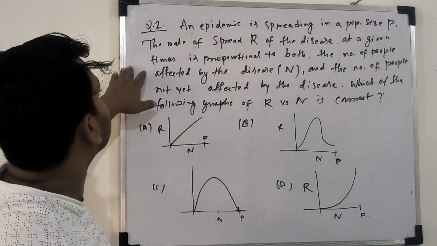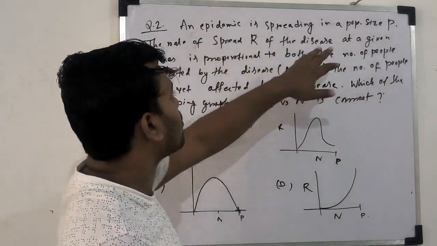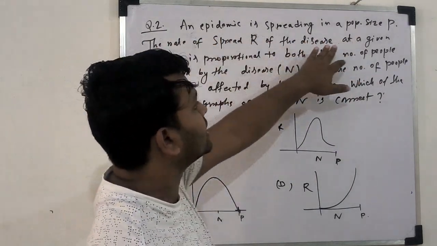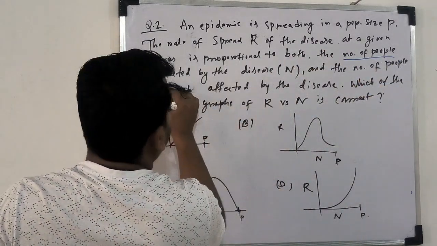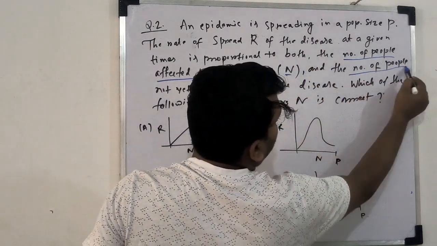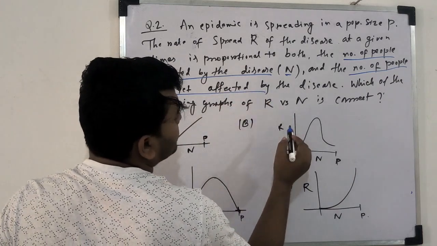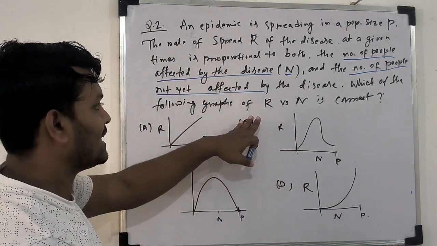This is a very interesting question. It is given that an epidemic is spreading in a population of size P. The rate of spread R of the disease at a given time is proportional to both the number of people affected by the disease, which is N, and the number of people not yet affected by the disease. Which of the following graphs of R versus N is correct?